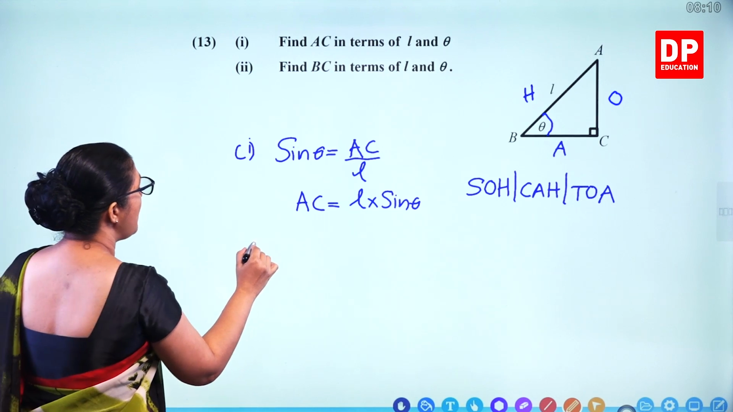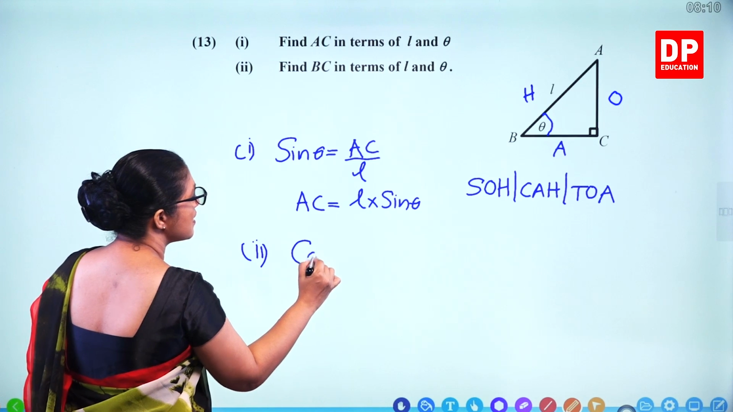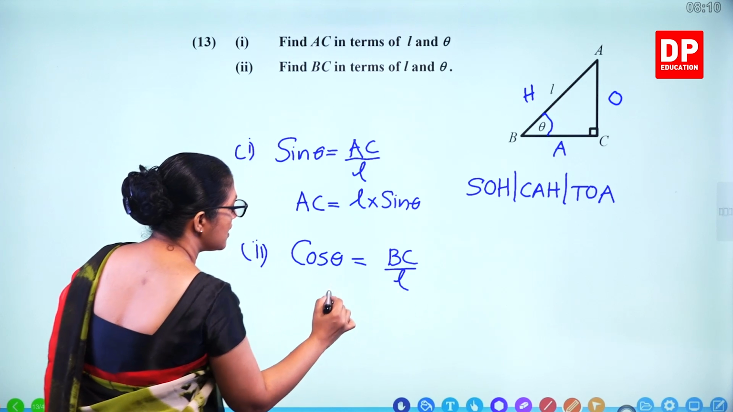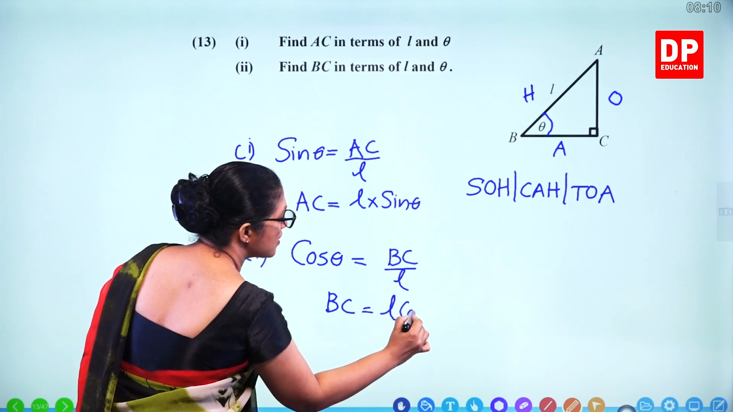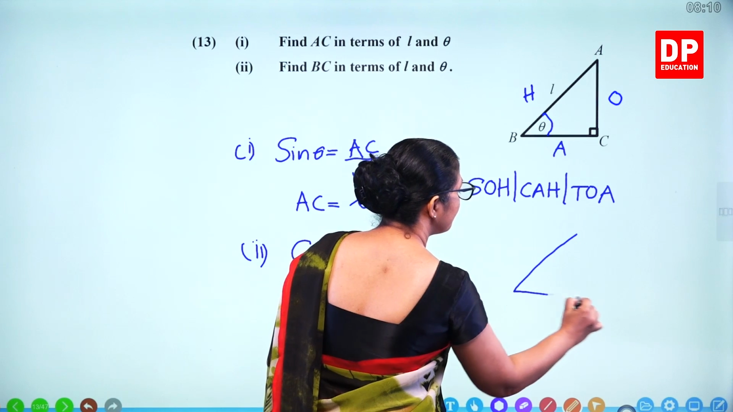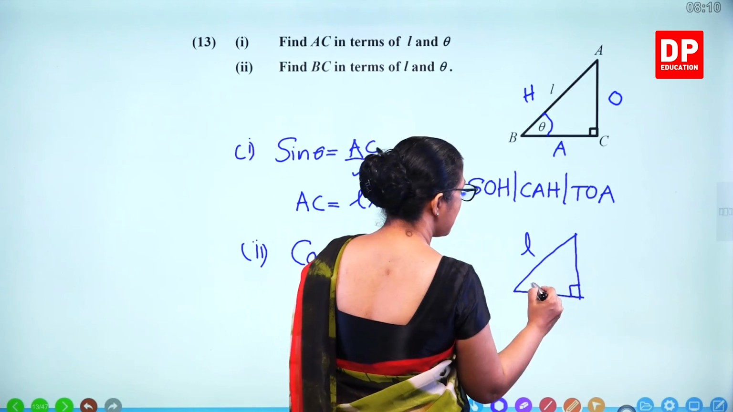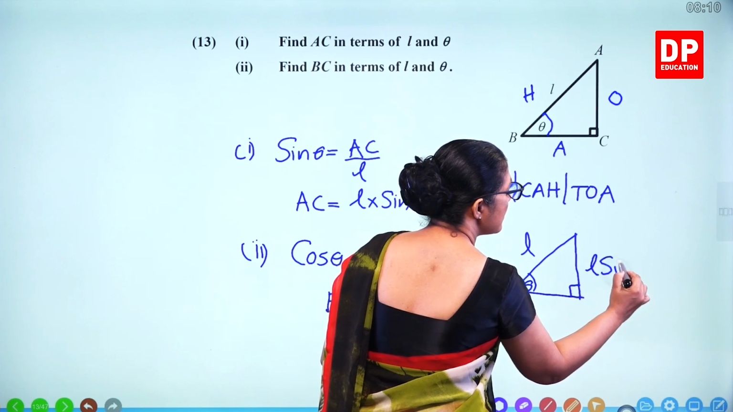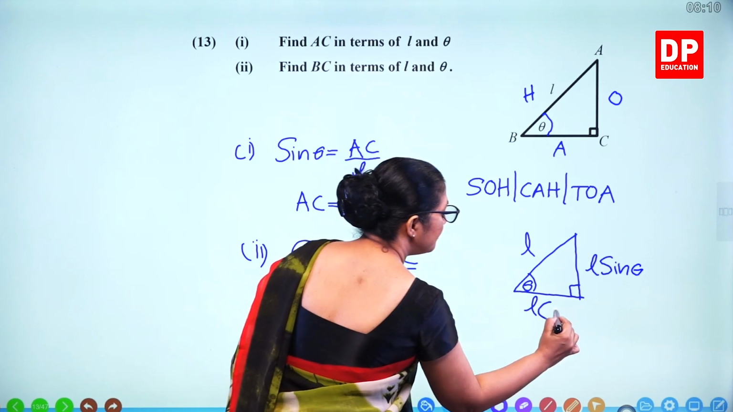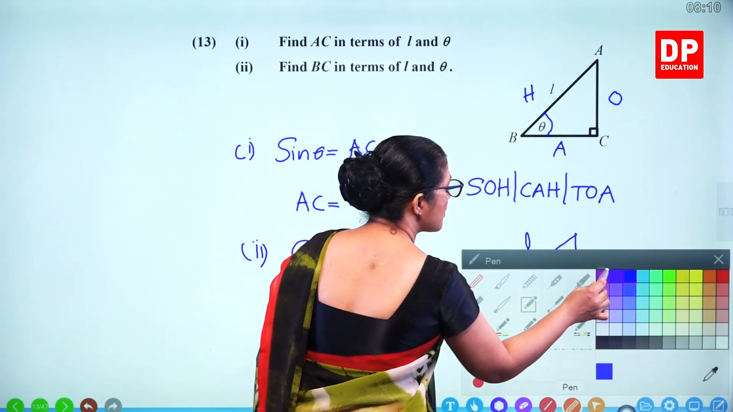What's the next one? BC you need. BC is adjacent. Adjacent and hypotenuse, that's cos. Cos theta equals BC over L. So what is BC? L cos theta. So that means in this triangle, this is L. The AC length is L sine theta. If this is theta, opposite side is L sine theta. This one is L cos theta. So you get 2 marks for that.